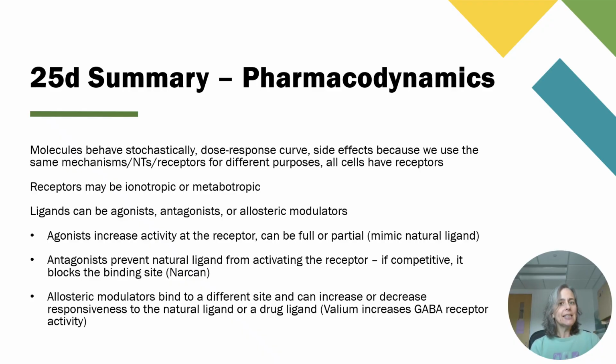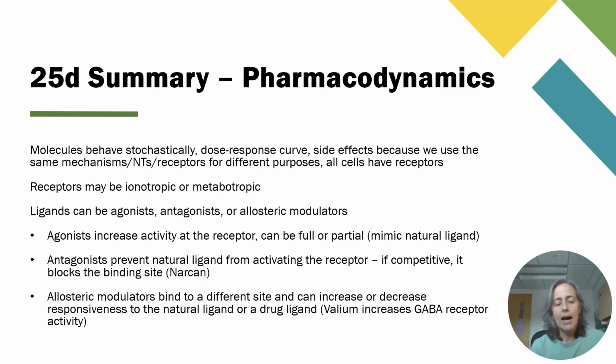And then lastly, the very fancy allosteric modulators, they bind to a different site because they're different than everybody else. So that's what allosteric means. And they're going to modulate how the receptor responds to an agonist, be that the natural ligand or a drug agonist. And so they might increase its responsiveness, in which case it's a positive allosteric modulator or a PAM, or it could decrease its responsiveness, in which case it is a negative allosteric modulator or a NAM. In the instance of Valium and other benzodiazepines, they are a PAM.